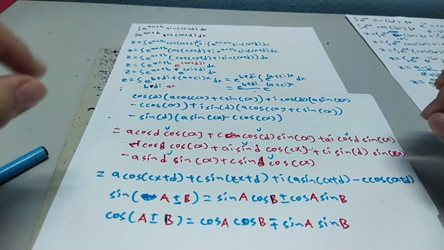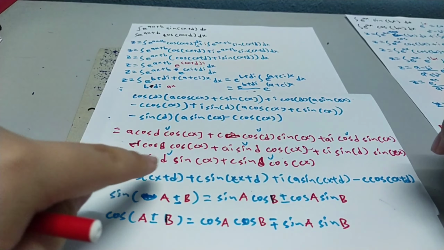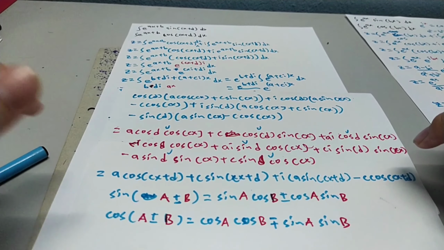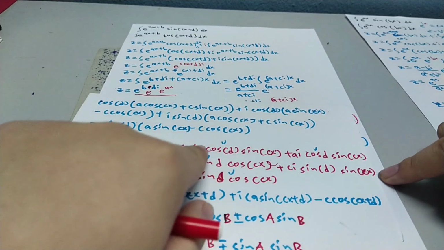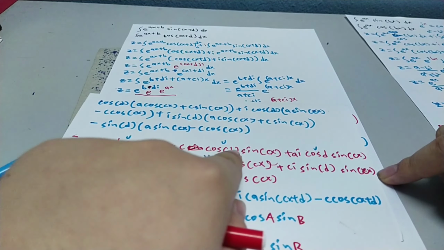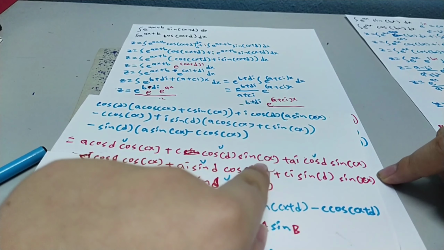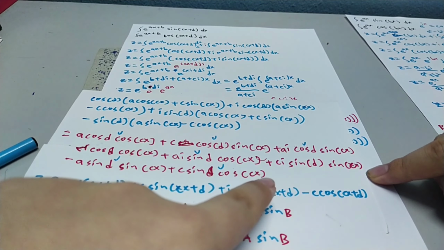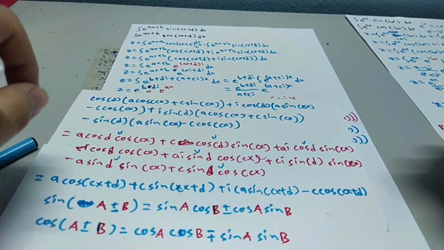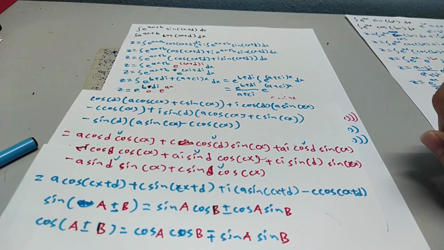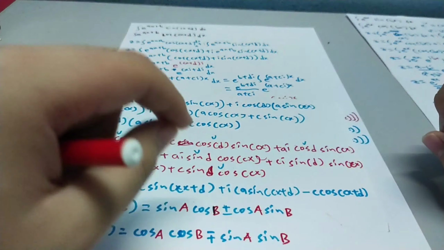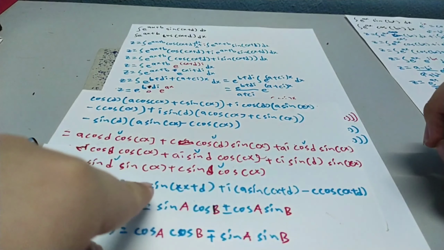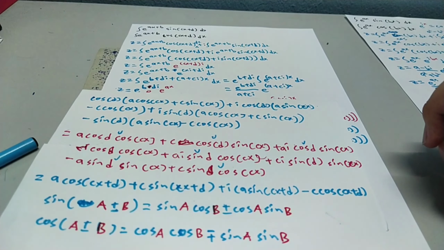Now, this we can group together, becoming a times cosine of cx plus d, if we factorize the a out. And then c times cosine times sine of cx plus c times sine of d times cosine of cx. If you factorize the c, that's the same as cosine of d times sine of cx plus sine of d times cosine of cx. That's the same as sine of cx plus d times c.